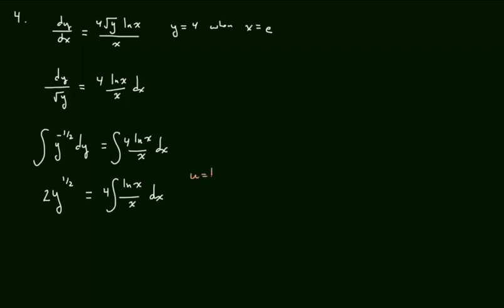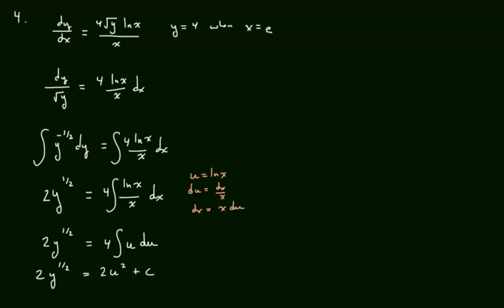It requires a u substitution. If I let u equal the natural log of x, then du is 1 over x dx, and then dx is x times du, which yields this integral. Alright, so we have 2y to the 1/2 equals 4 u squared over 2, which reduces to 2u squared plus c. I'll back sub in for x now.